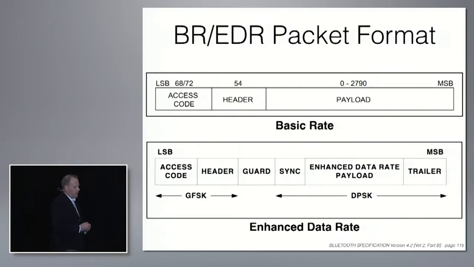For the EDR, it's a little bit different. You've got an access code, a header, a guard, and a sync. And obviously, the reason why you have that guard interval and sync is because you're changing modulation schemes. You're changing from GFSK to your DPSK. After that guard interval, which is about 5 microseconds, you sync up, and then you send your data at either your 2 or your 3 meg rate based off of whatever the application is supporting.